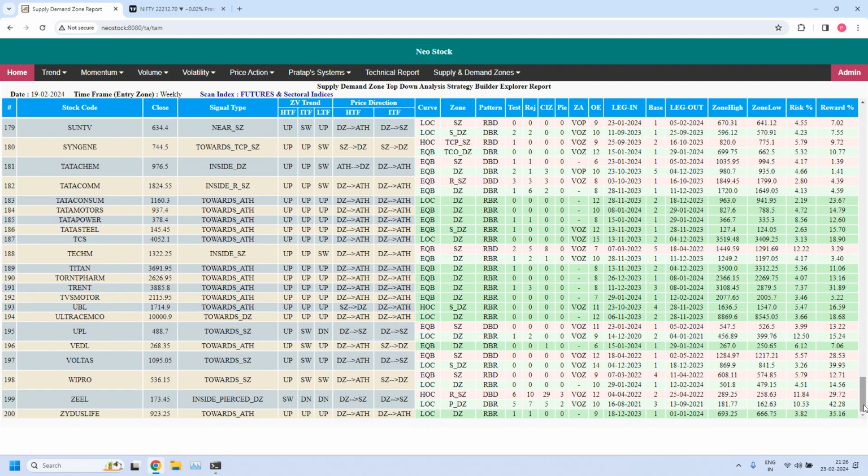So this is the complete list of all the weekly stocks having demand zones and supply zones.